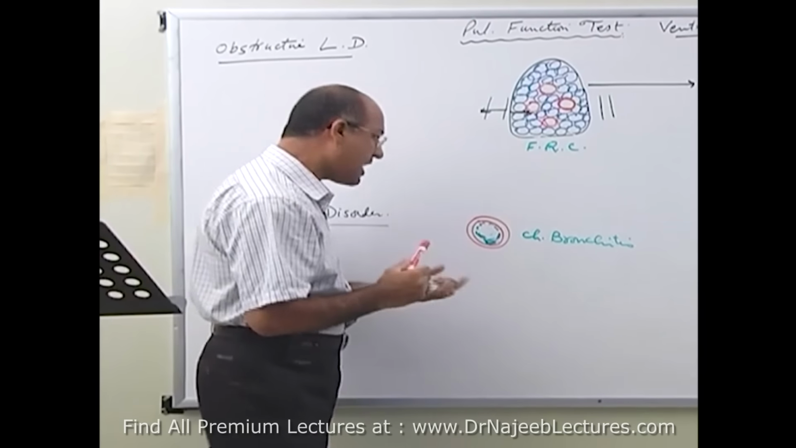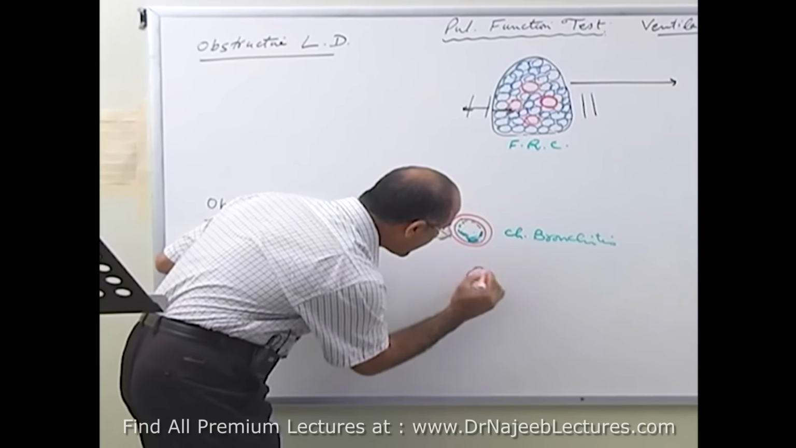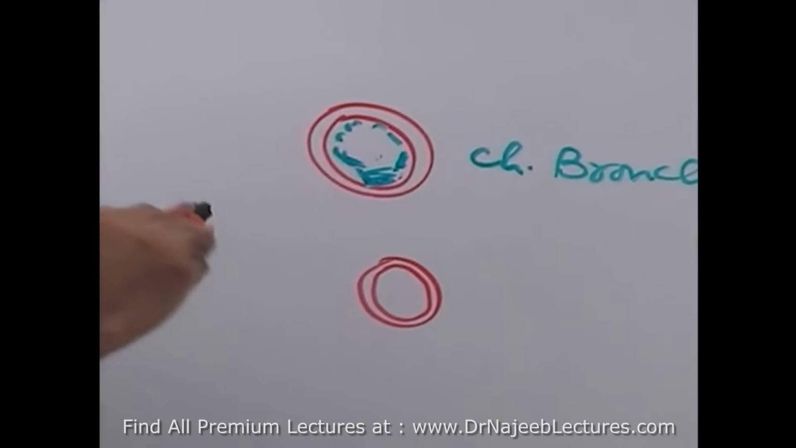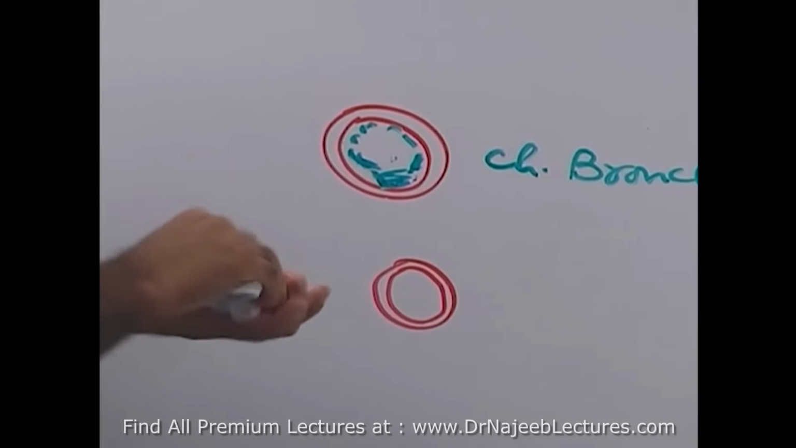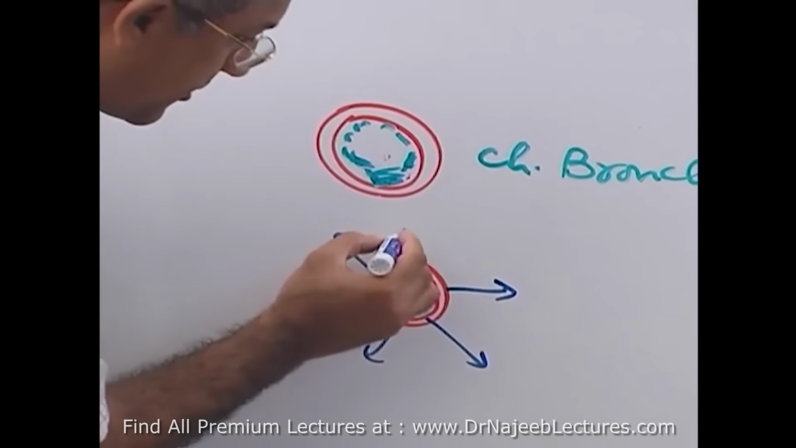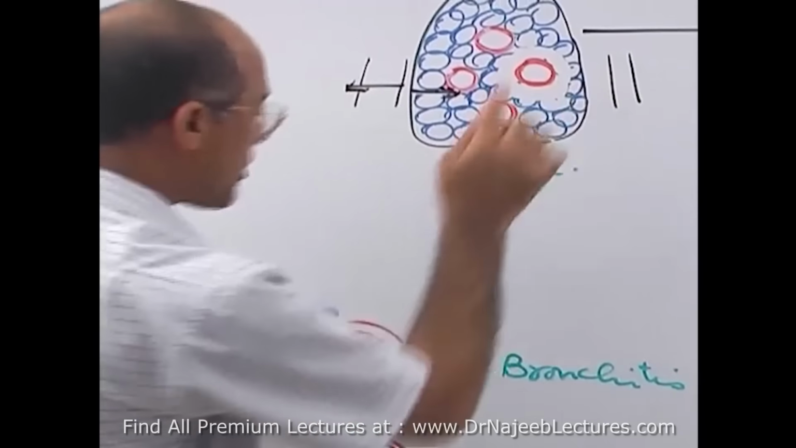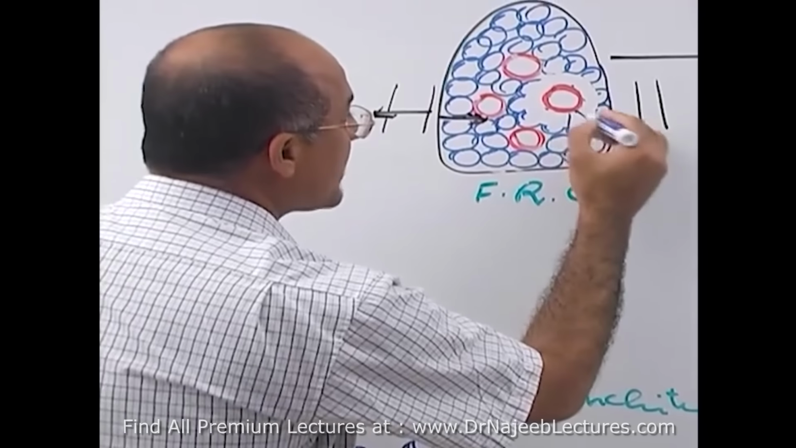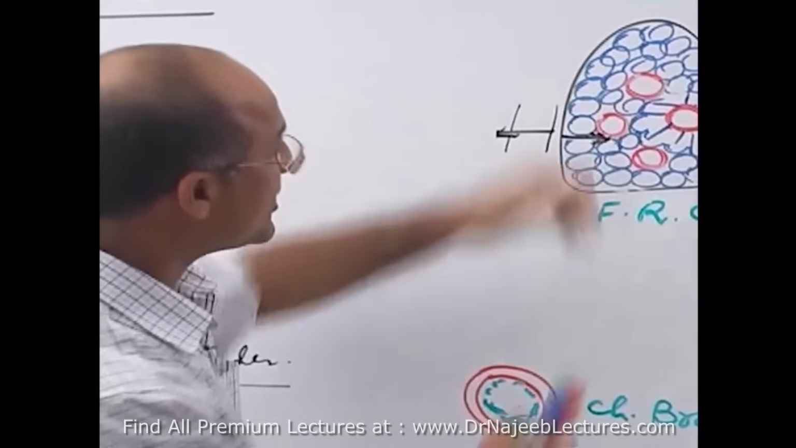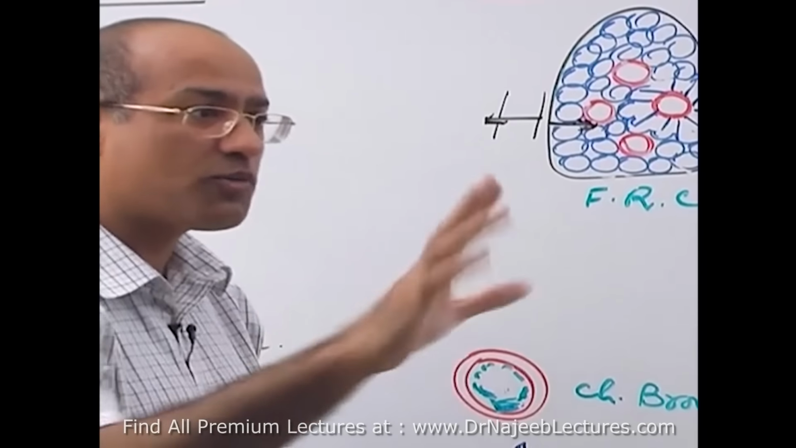Second reason for obstruction may be, normally airways are kept open by elastic recoil of the radial traction of elastic material around it. Let me explain it here. Now this is an airway. These are elastic forces around it. Right? Now these elastic forces are trying to pull the airway open. Is that right? So it's a very basic concept.